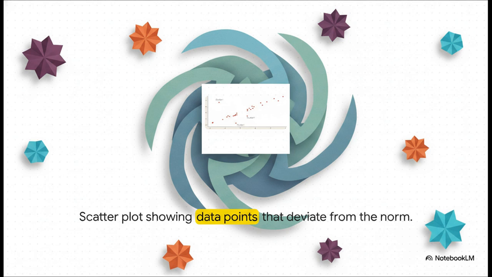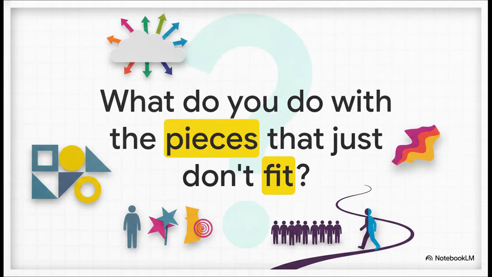But then, look at those little red dots way off to the side, the ones hanging out completely on their own. In the data world, we officially call these outliers. They're just sitting there, totally isolated from the main group, literally playing by their own numerical rules. And seeing that really makes you wonder, right? What do we actually do with the pieces that just don't fit?